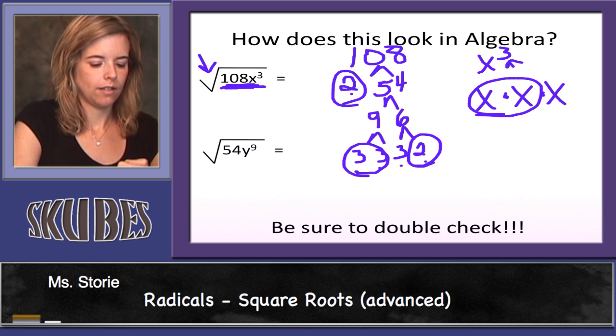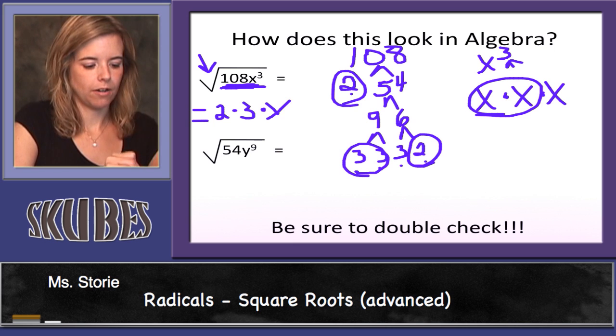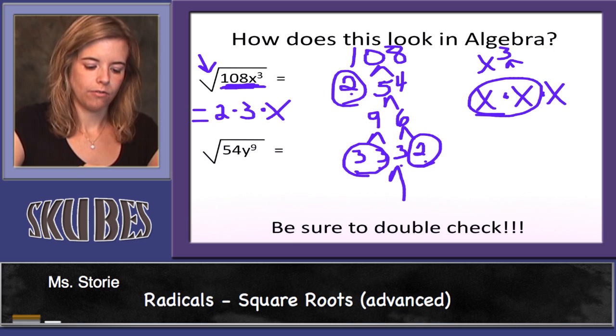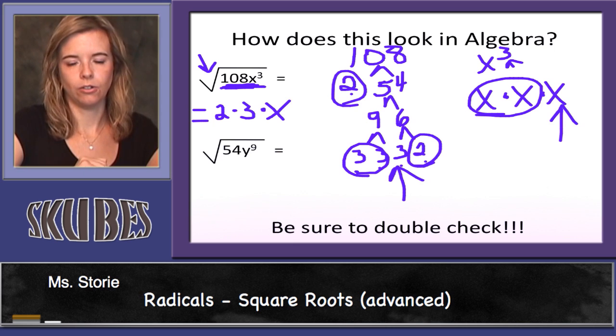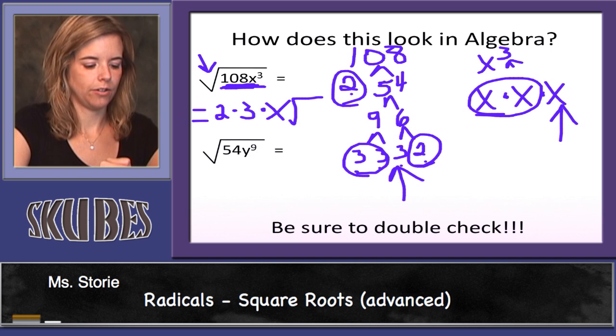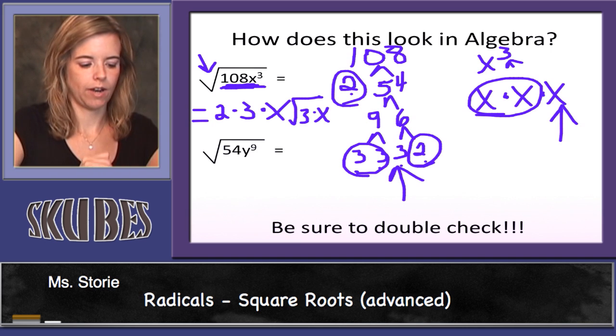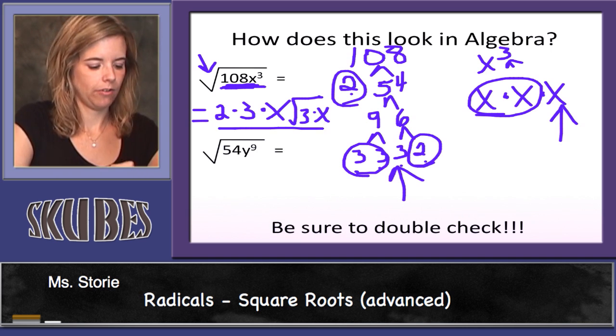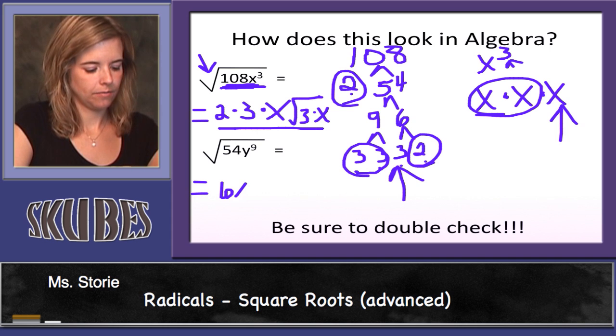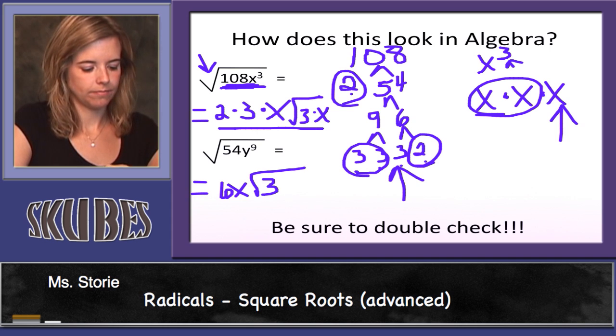I've got a pair of 2's times a pair of 3's times a pair of x's. And then I have a lonely 3 left and a lonely x. So they have to go back underneath, multiplied together under the radical. If we go ahead and simplify everything out, you end up with 6x radical 3x.